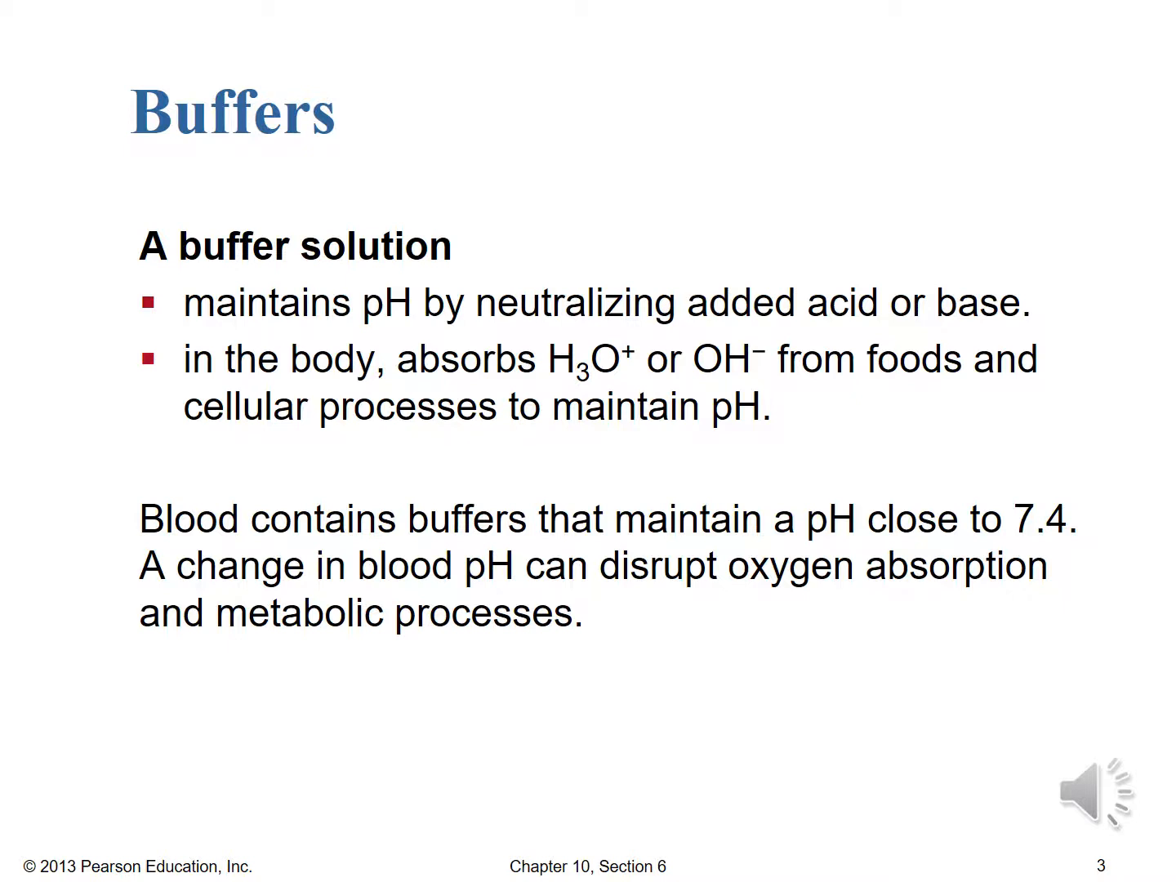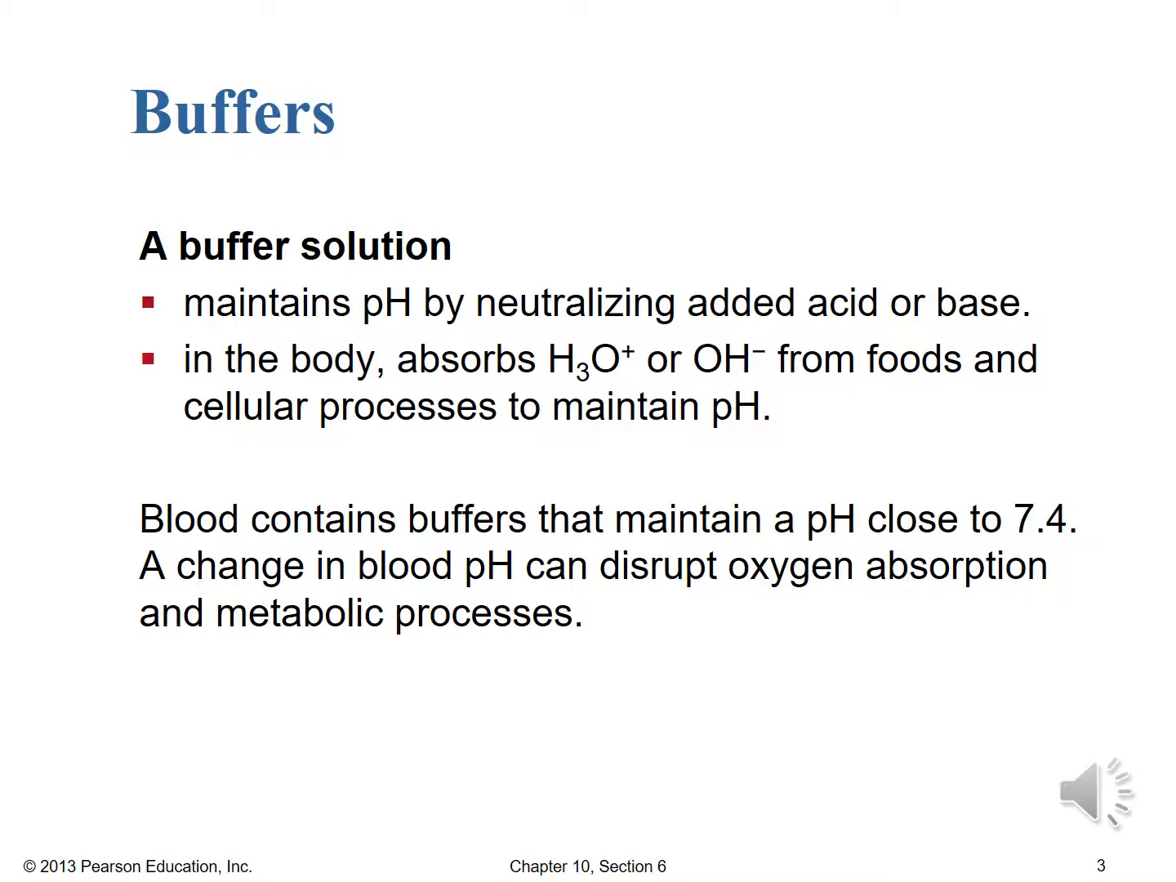If we think about biological systems in the body, we can absorb H3O+ or OH- from foods and cellular processes to maintain pH. We get very different pHs for different parts of the body. The gut has a very low pH because of the hydrochloric acid in the gastric juices. If you go into the small intestine, now you have a relatively high pH, and it's important that those areas have their pHs in those ranges.